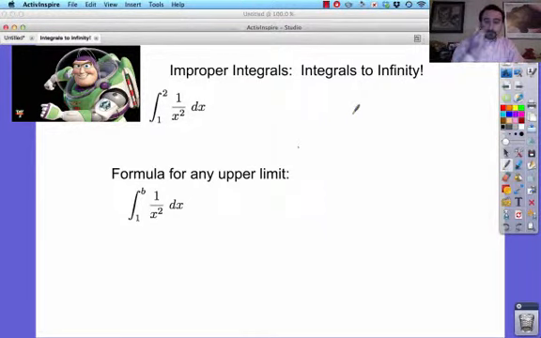All right, so we're going to start off. The topic here is improper integrals and integrals to infinity, and I had to put a picture of Buzz Lightyear to make that work. Anyway, infinity and beyond, right? Or integrals and beyond.